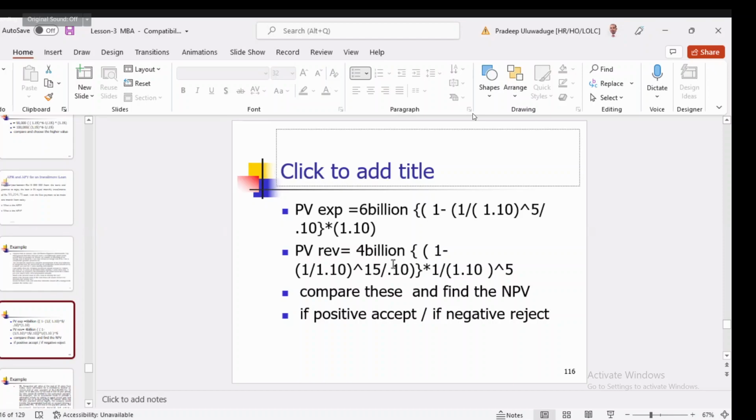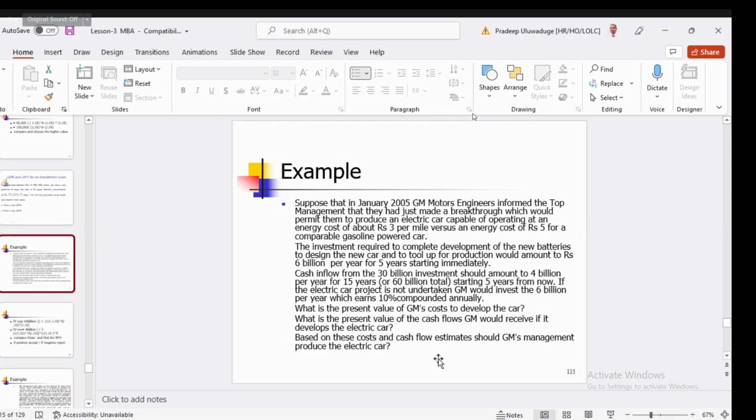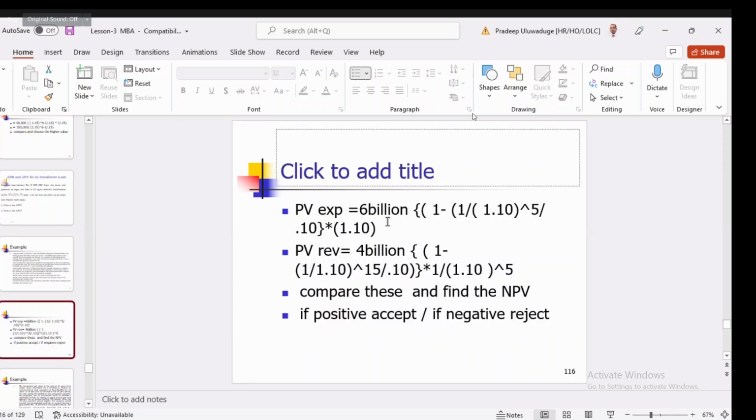Right? So third question, based on these costs and cash flow estimates, should GM management produce the electric car? Right. So compare these two figures. So this is the cost, this is the benefit, right? Present value, both in terms of present value or today's value. Then you can decide whether it gives a positive net present value or a negative net present value. If positive, accept. If negative, reject would be your decision, right?